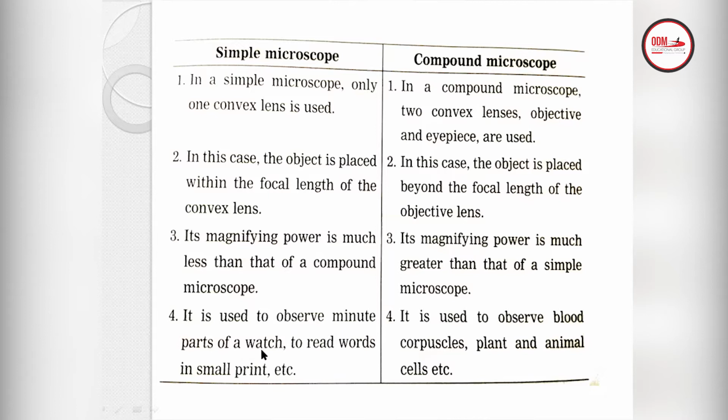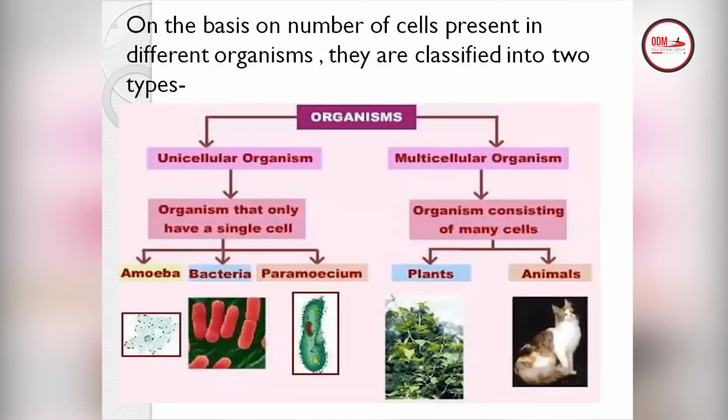Now here are the examples. With a simple microscope, we can observe minute parts of a watch or read words in small print, etc. But here you can observe blood corpuscles or blood cells, plant cells, animal cells, etc. So you can easily differentiate between the simple microscope and the compound microscope.